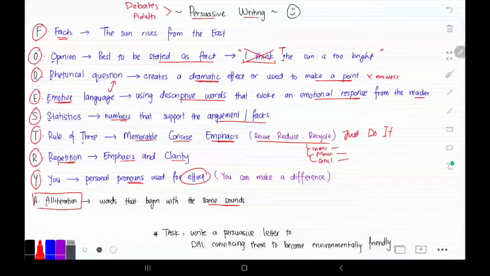Now, for your task, please write a persuasive letter to Dal, convincing them to become more environmentally friendly. Please make sure to include most of the FORESTRY, if not all.